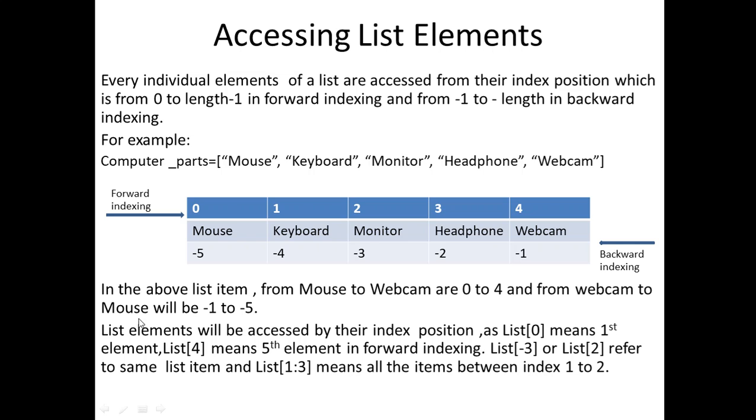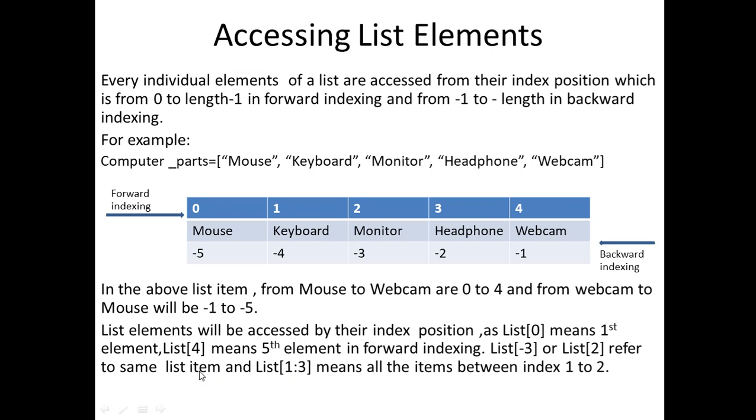As list 0 means first element, list 4 means fifth element in forward, and list minus 3 or list 2 refer to the same list item. List minus 3 and list 2, this is how you write the index number. You will write first of all the name of the list, and then under the square brackets the index number. So in this way you can access the elements of the list. Accessing the elements of the list is nothing but the name of the list, with its index number under the square brackets.